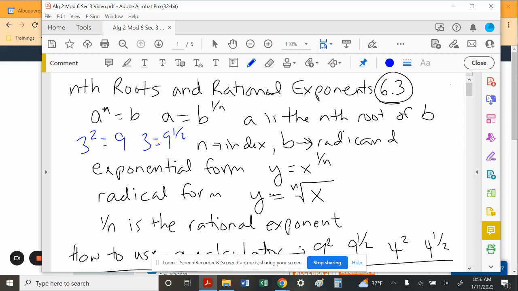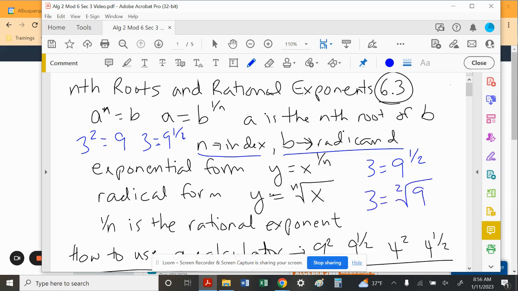So n is what is known as the index. B is what is known as the radicand, so it's what we're putting under the radical. So 9 would be my radicand, and 2 would be my index in this particular case. So we have two forms that we can look at. We can look at exponential form, as I have written up there, 3 equals 9 to the 1/2 power. And then radical form, which would be 3 equals the square root of 9.